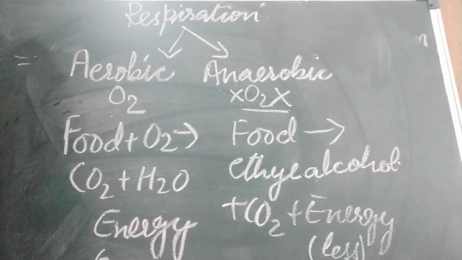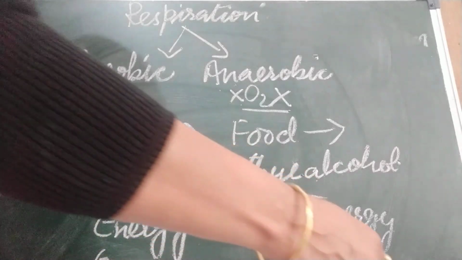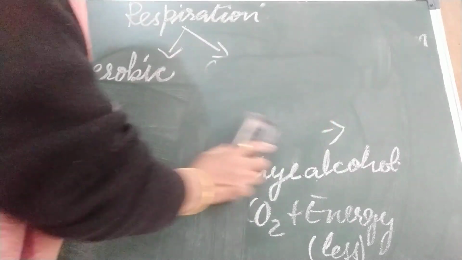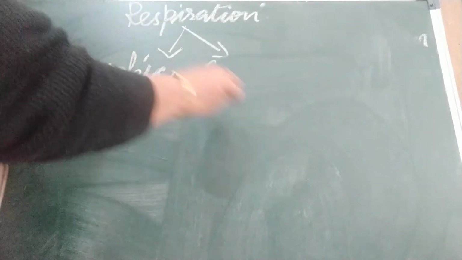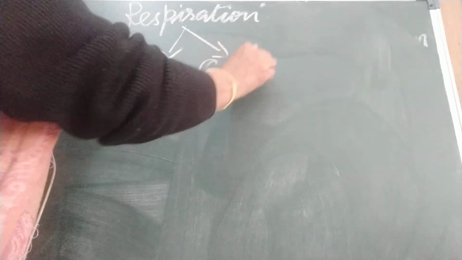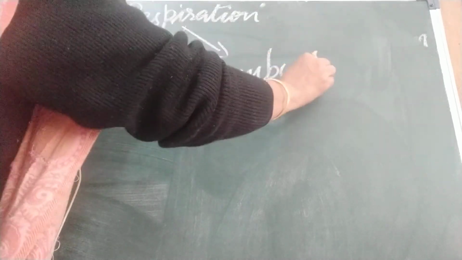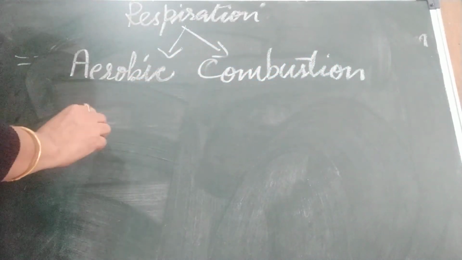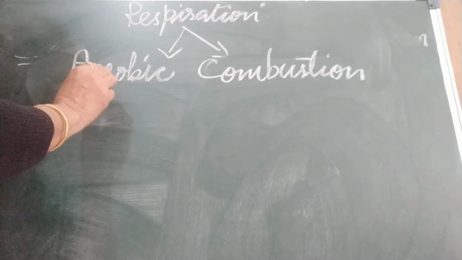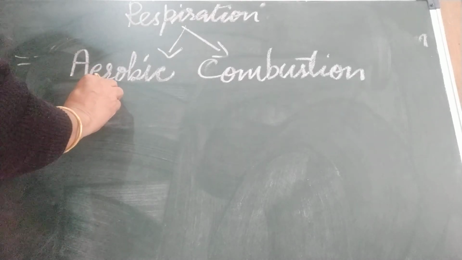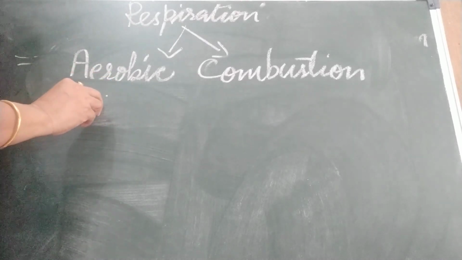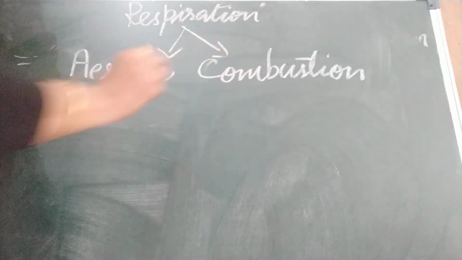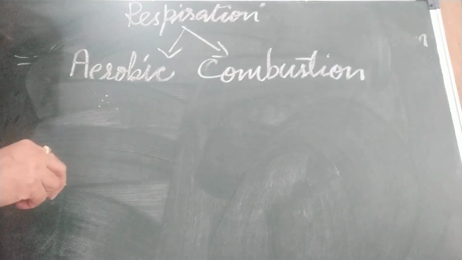I'm going to tell you the difference between aerobic respiration and combustion. Aerobic and anaerobic is clear. Now aerobic respiration and combustion. Children, what is combustion? When we burn anything, we call that combustion. So what is the difference? Energy is released in both the cases; in respiration food requires oxygen, and for burning, oxygen is required. That is why we are comparing.